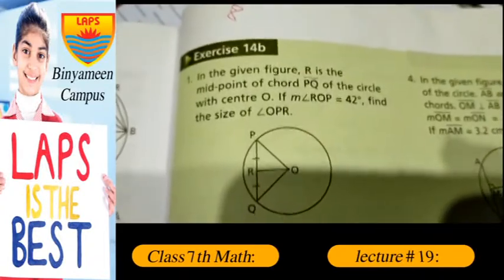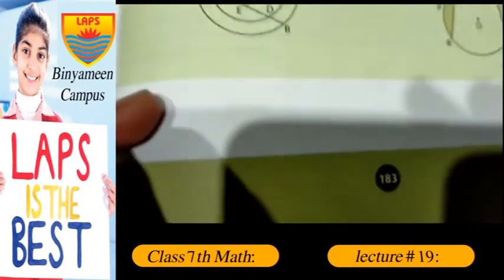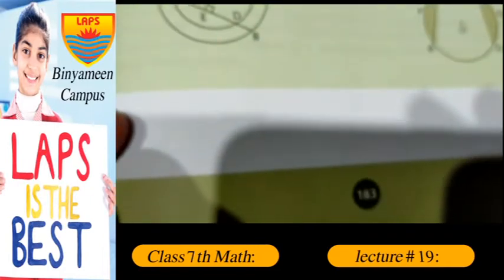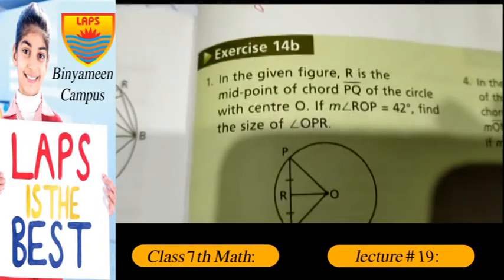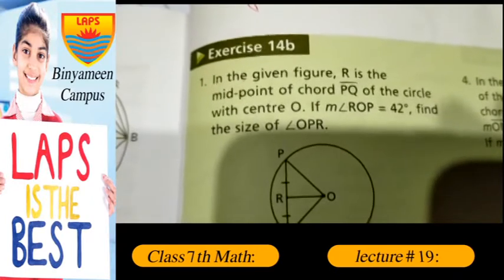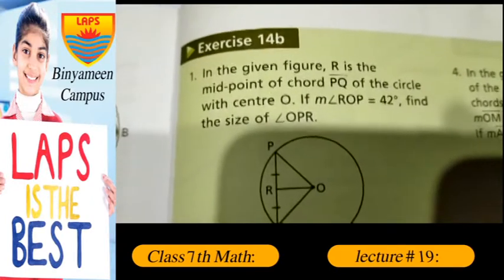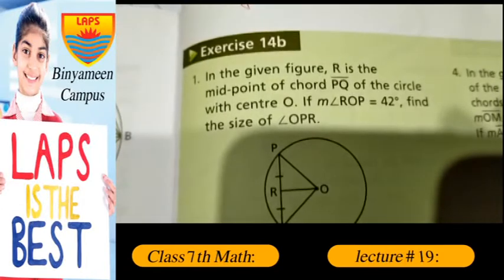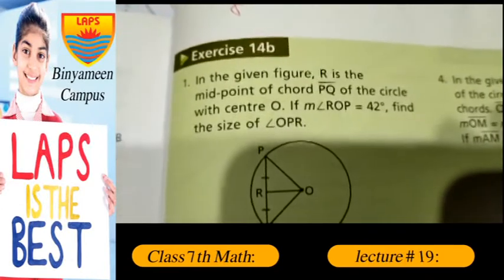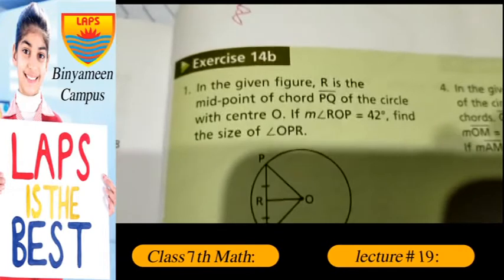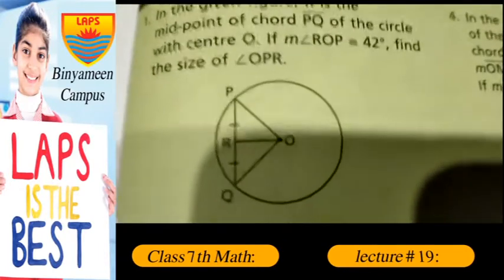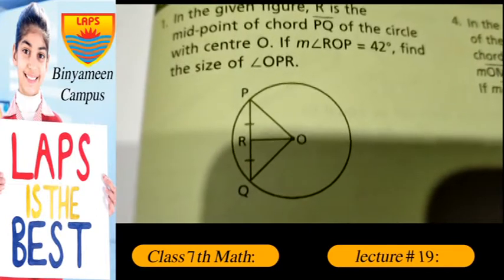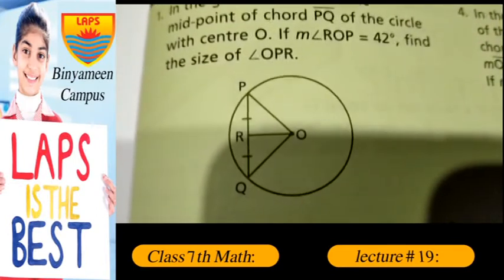Exercise 14b from page number 183. In the given figure, R is the midpoint of a chord PQ of the circle with the center O. If measure angle ROP is equal to 42 degrees, find the size of angle OPR. Diagram. Find the angle OPR.